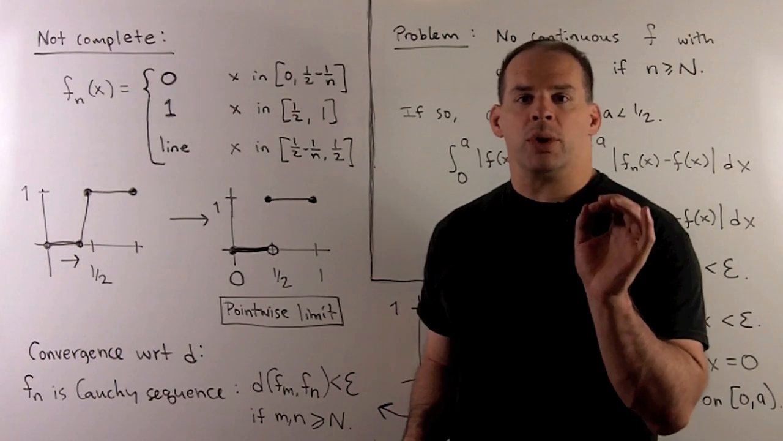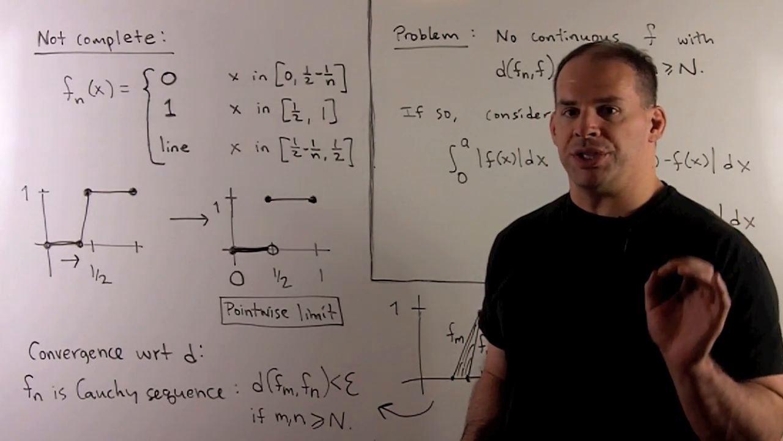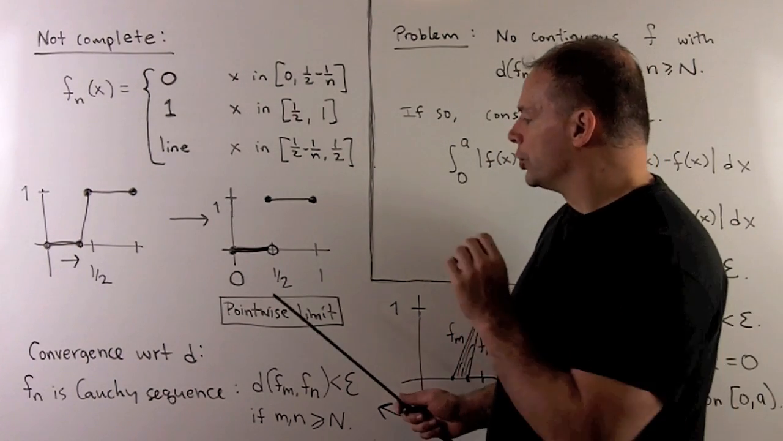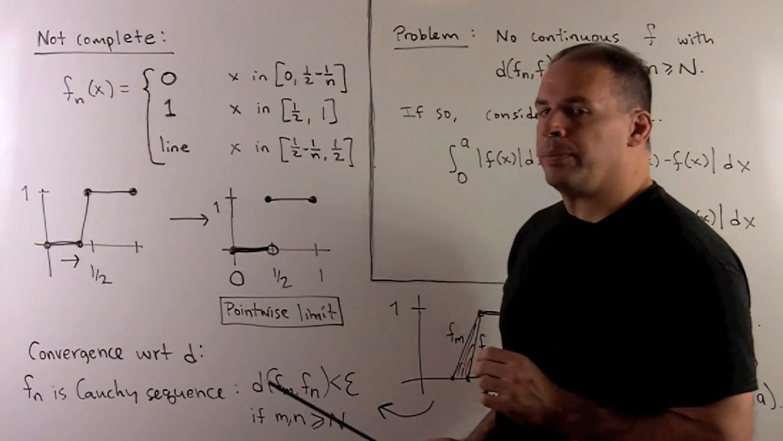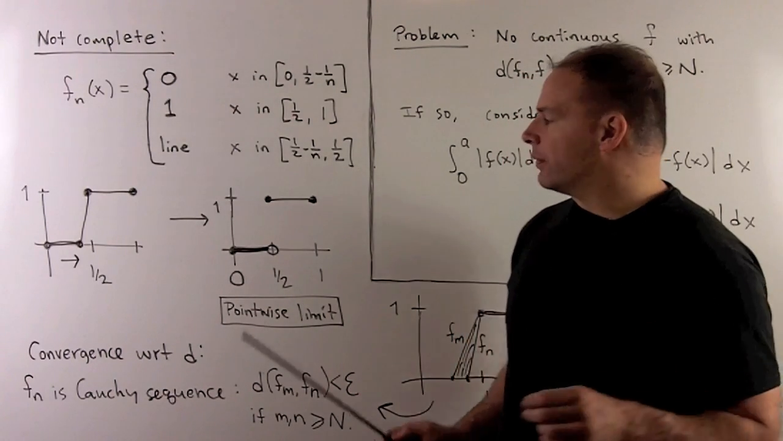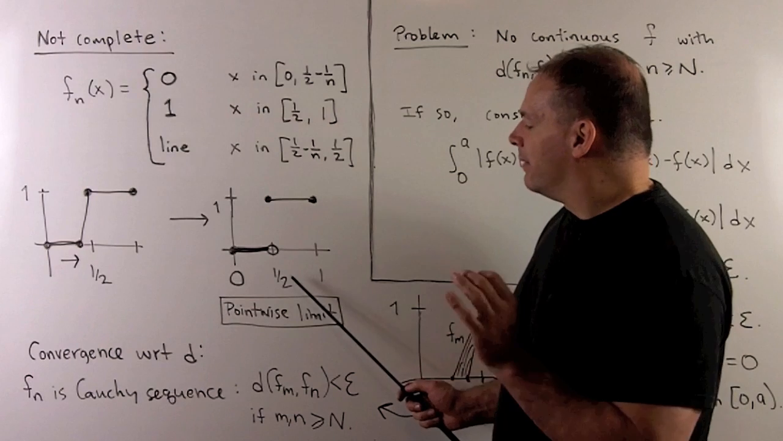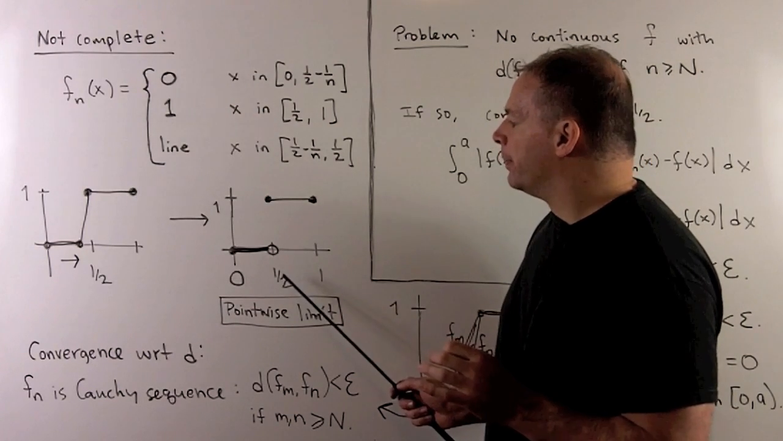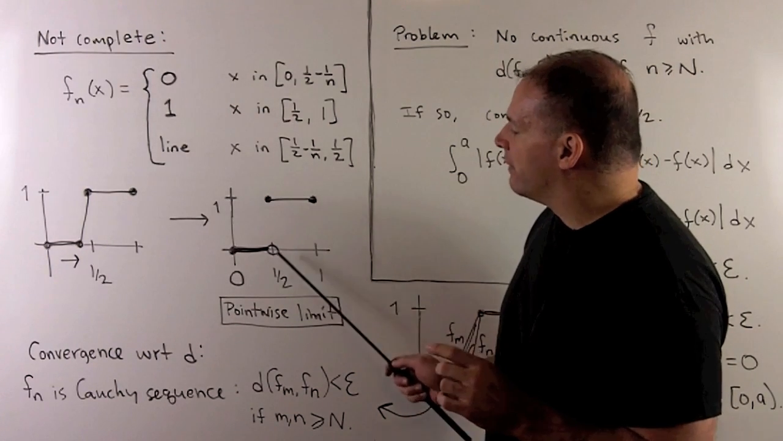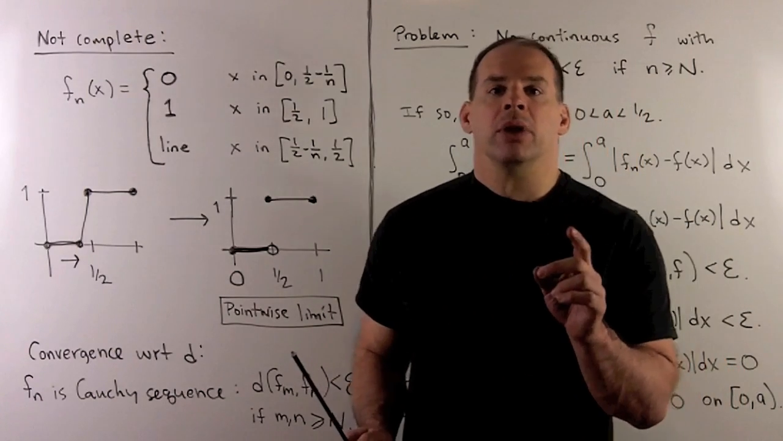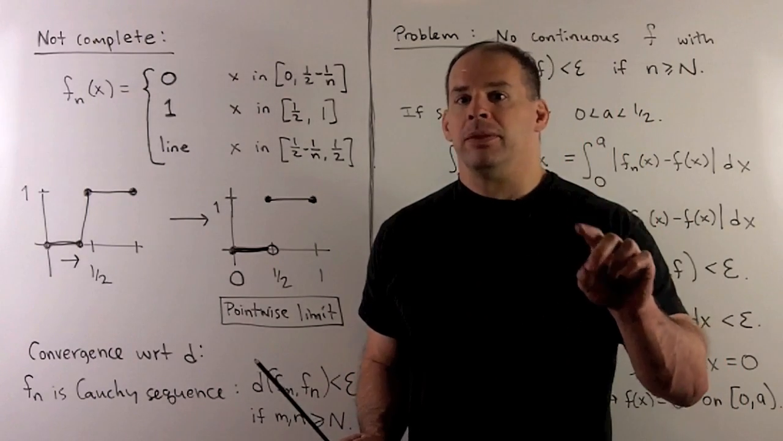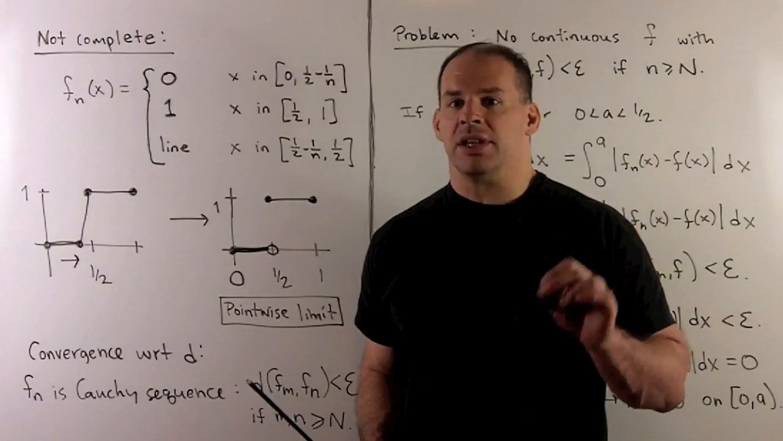Now, suppose we have a continuous limit f for the Cauchy sequence. We'll show that f is equal to 0 on the interval from 0 to a half, equal to 1 on the interval from a half to 1. And the value at 1/2 is in play. But there's no way I could set the value at 1/2 to make this a continuous function. So there's no limit for the Cauchy sequence that's a continuous function.